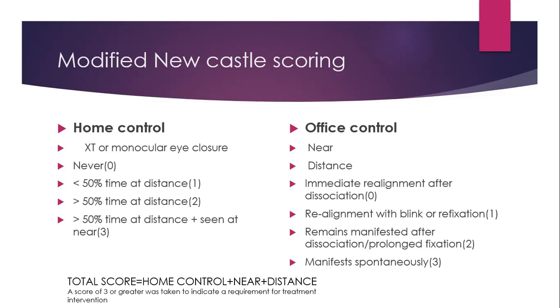This subjective test is when we assess the home control and office control of the child. For home control, we ask the parents how many times in a day they see the deviation, whether 50% of the time the deviation is there or not. Based on that, we give some scoring to the child. Similarly, it is done for office control for both near and distance. We check if the alignment is immediately after dissociation, or with a blink, or after prolonged fixation, or whether it manifests spontaneously. Based on this, scores are given to the child, and a score greater than 3 warrants treatment in some form. Less than 3 can be observed because it is very mild. So we can observe those cases.